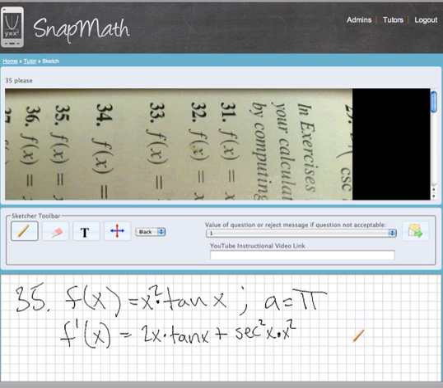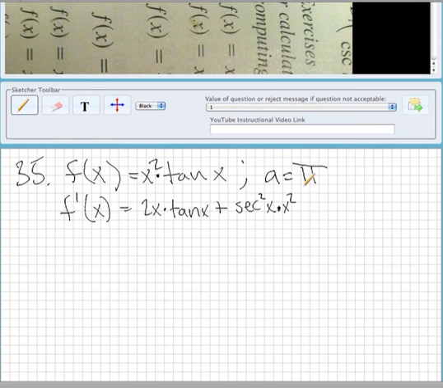So from here, we're just going to plug in our a, because that's what we're trying to find. We're trying to find f prime of a, and our a is pi. So we're going to plug pi into the derivative. So we're going to get 2 pi tangent of pi plus secant squared pi times pi squared.